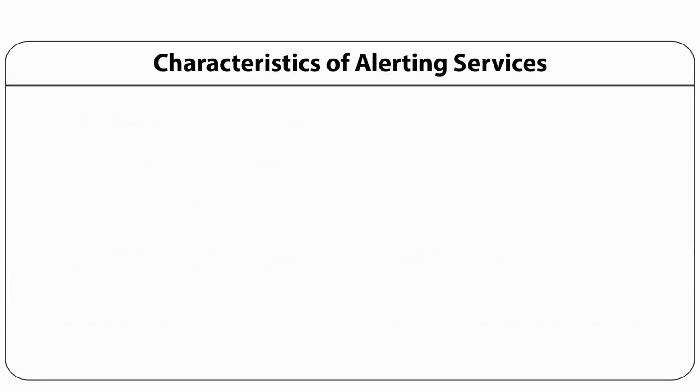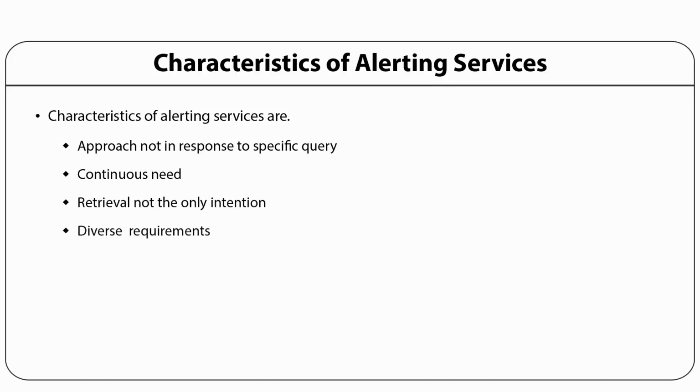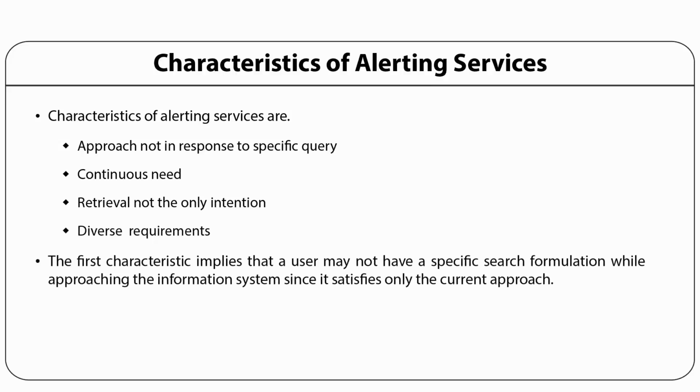Characteristics of alerting services. Characteristics of alerting services are approach not in response to specific query, continuous need, retrieval not the only intention, and diverse requirements. The first characteristic implies that a user may not have a specific search formulation while approaching the information system, since it satisfies only the current approach.